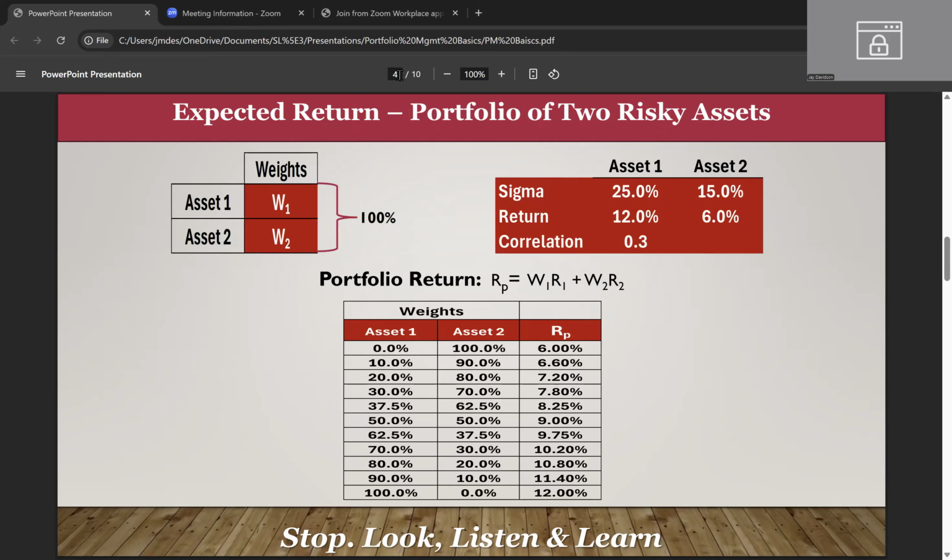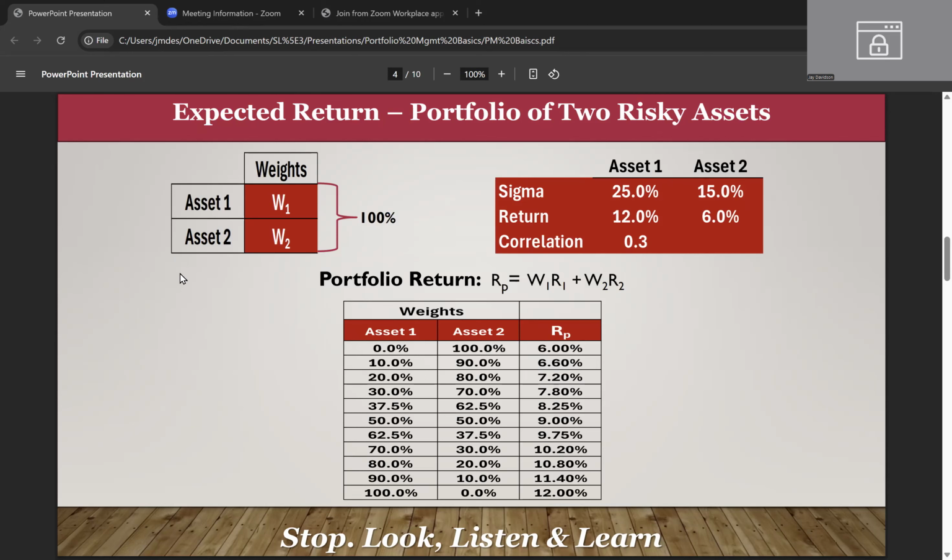So let's take a look at a two-asset portfolio. Okay, so we're going to start off by making a simplifying assumption. And that simplifying assumption is that there are only two assets in the universe. There's asset one and there's asset two. And we have a portfolio that we're going to be putting together. And in that portfolio, we're going to have a certain amount of money. It could be $100,000. It could be $1 million. The amount is not really that important.